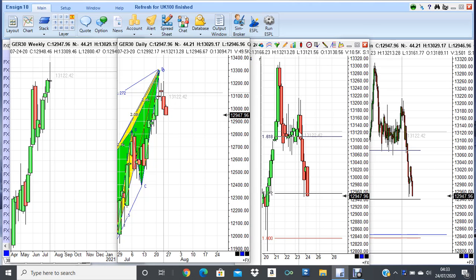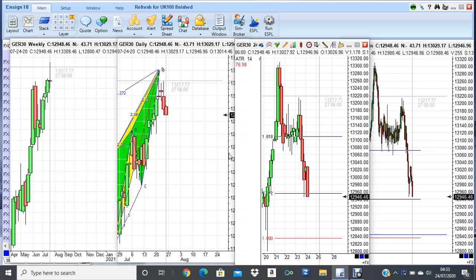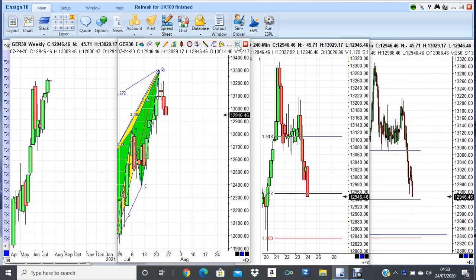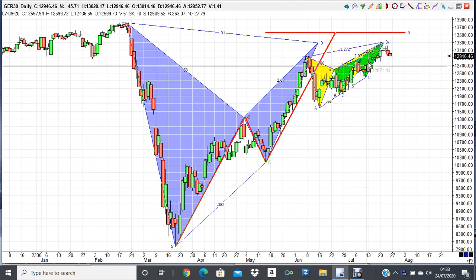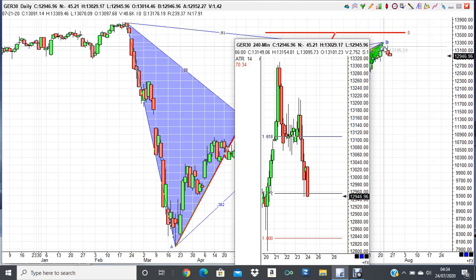Pinpoint Patterns here. It's 24th of July, early morning here in the UK, and we're looking at the German DAX. You can see we completed these patterns. There's 3 drives to a top pattern completed, also a butterfly, and that's also completed the Gartley of the February high, big sell-off. So we've got 3 patterns completing right in this zone.